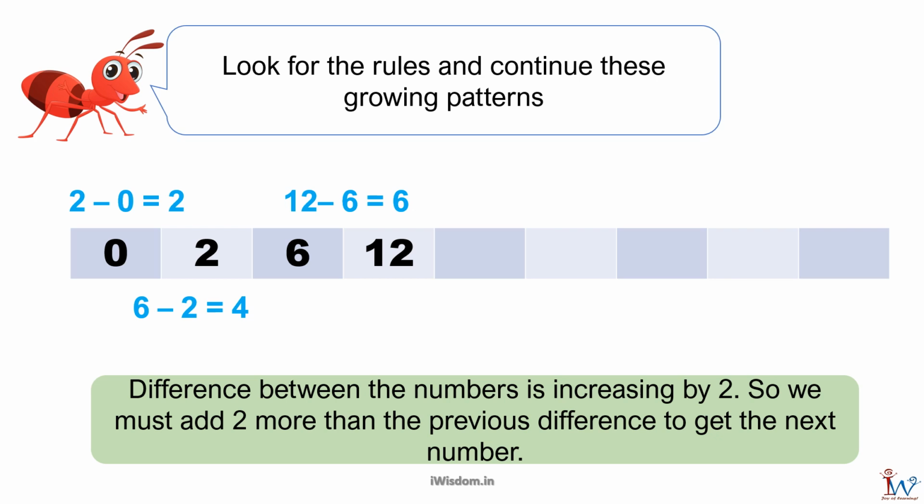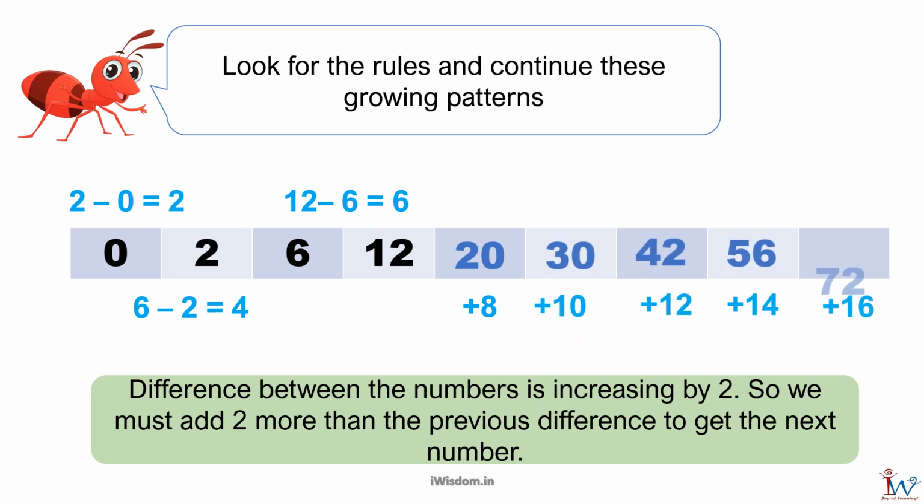So we must add 2 more than the previous difference to get the next number. By adding 8 to 12 we get 20. By adding 10 to 20 we get 30, and so on. Well done.